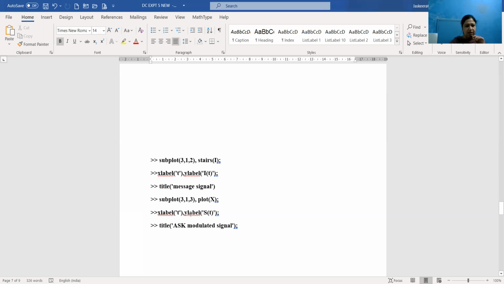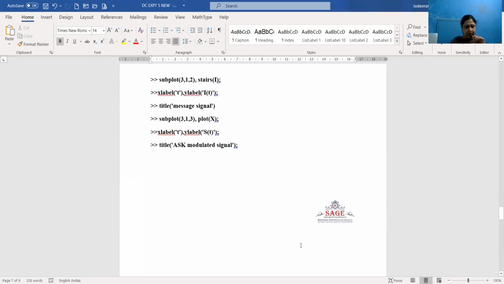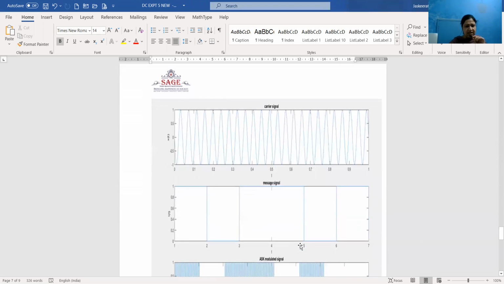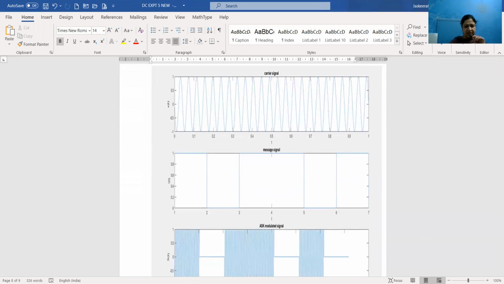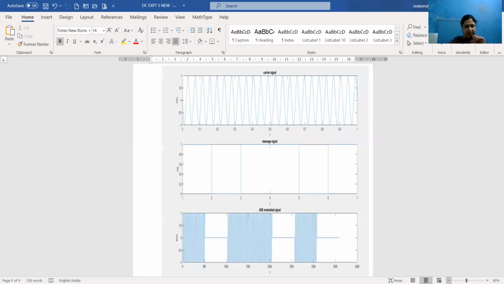So subplot 3 comma 1 comma 3. That means my modulated signal will be placed at the third position, and plot X. So for labeling, I'll write x label t, y label st, and the title will be ASK modulated signal. Now these are the waveforms which will be generated after running the command.